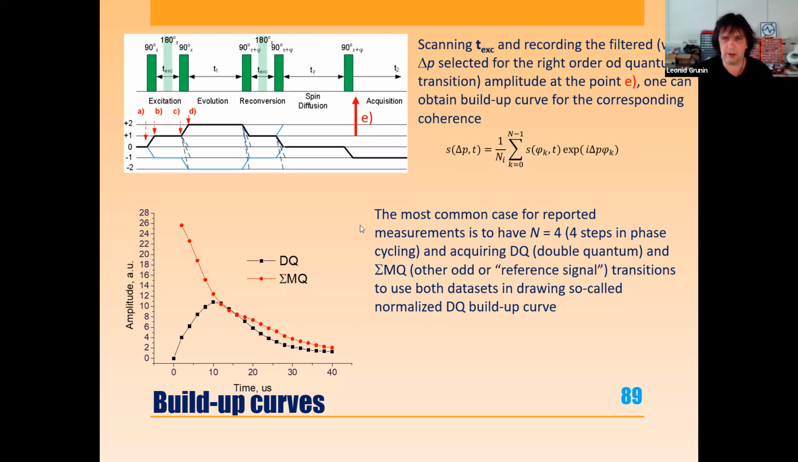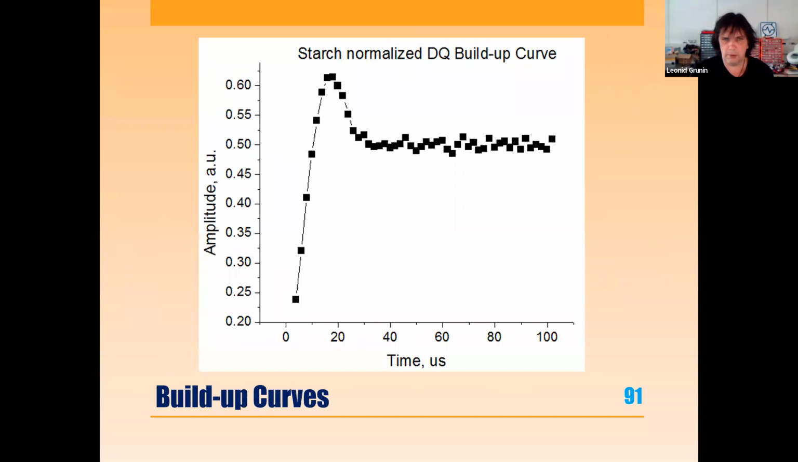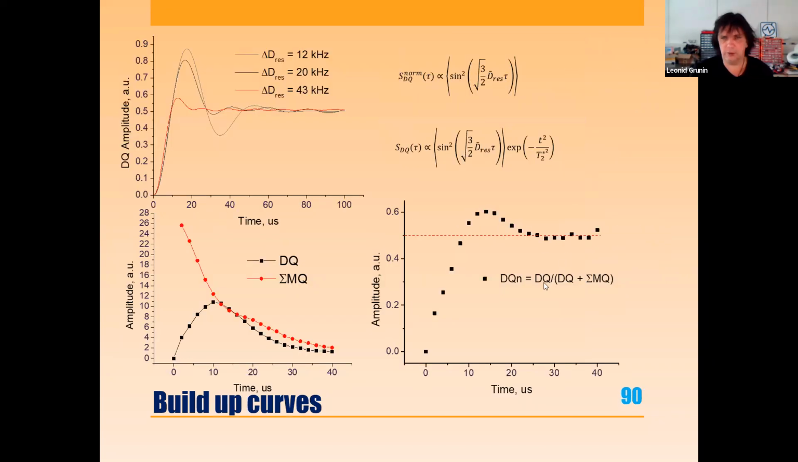Then we can use them to do the following interesting trick. The idea is the following. So where is the reference signal? We divide the black curve, double quantum, by the complete relaxation. It means double quantum plus reference. And then we come to the case where double quantum and reference finally become equal, and we are coming to the value of 0.5. So this shape is called the double quantum build-up curve.